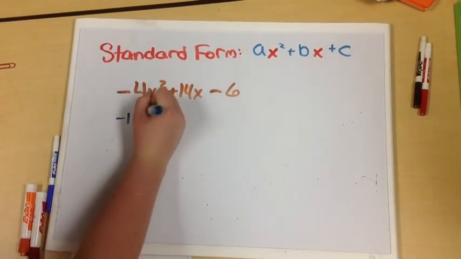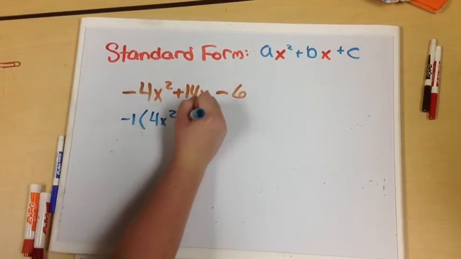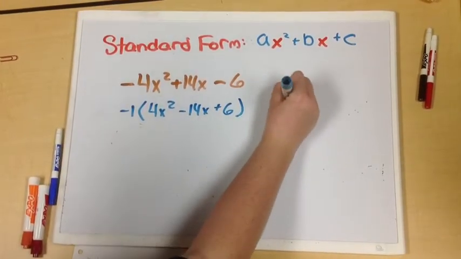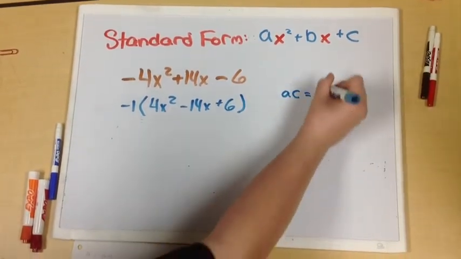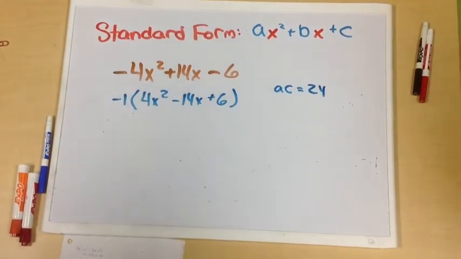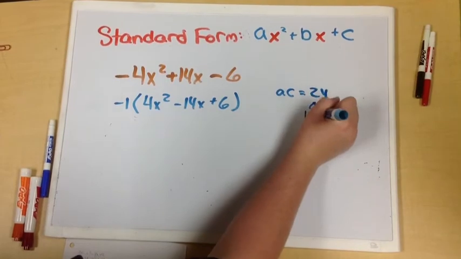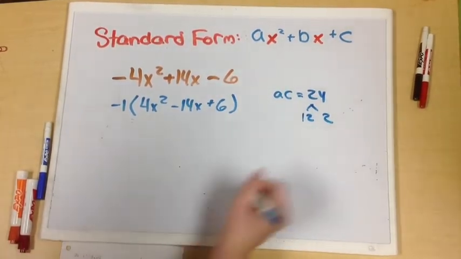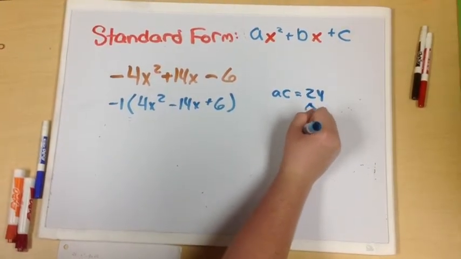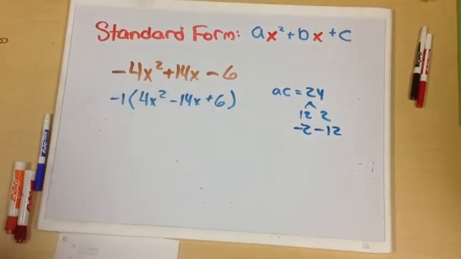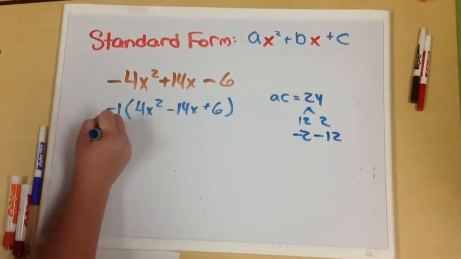Okay, last one in standard form. Now, we don't like negatives as our a, so let's take that negative 1 out, leaving us with 4x squared minus 14x plus 6. Finding AC would be 24. Let's factor 24. There we go, 12 and 2. Nah. Yeah, there we go.